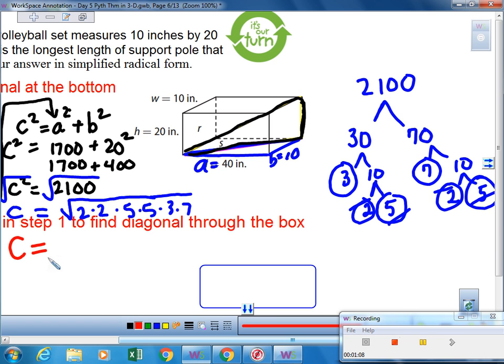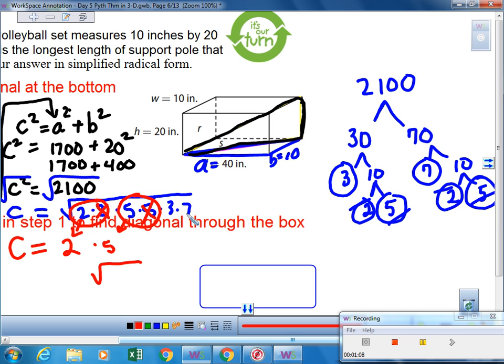C equals, here are my like terms, or my equal factors, 2 equal factors. Take one out, get rid of one. Here are my 2 equal factors. Take one out, get rid of one. What's left inside?